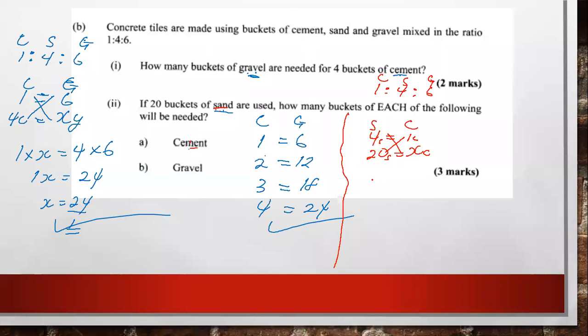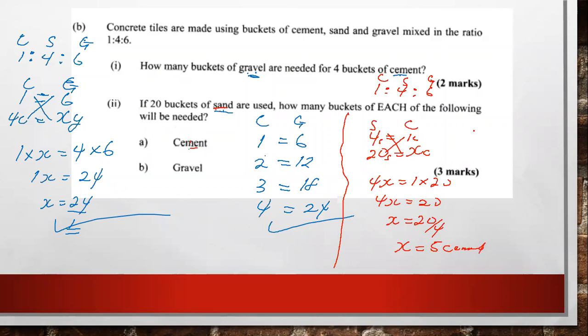Multiply. So when you cross multiply, you get 4X is equal to 1 times 20, so 4X is equal to 20. So X is equal to 20 divided by 4. X is equal to what? 5. So if you have 20 buckets of cement, you need 5 buckets of what? Cement. Is that okay? Yes, sir.